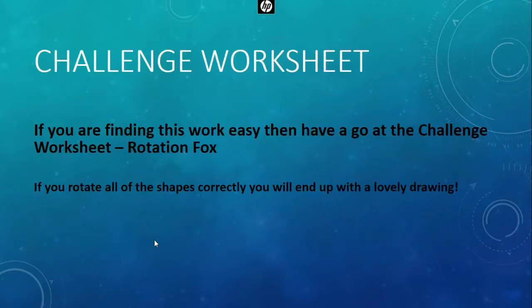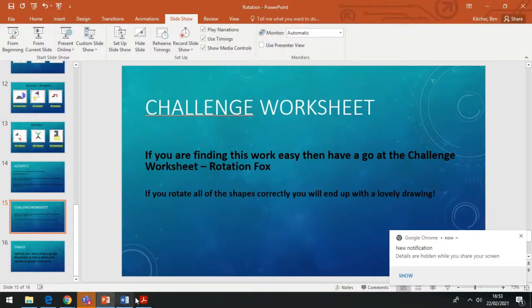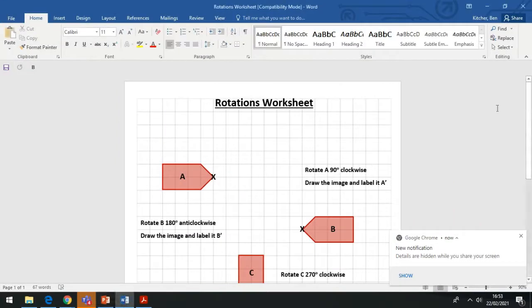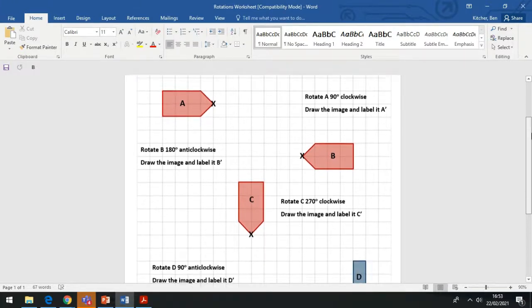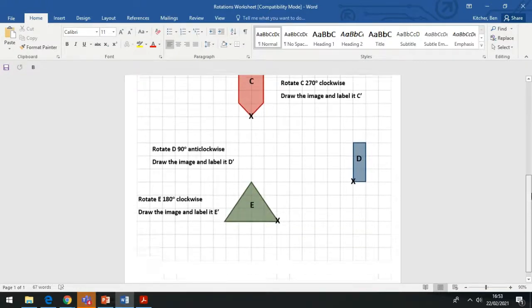Okay. And there's also a challenge worksheet if you're finding this work really easily, and that's called the Rotation Fox. It has got the answers on that sheet, so if you want to have a go at that one, only look at the first page until you've actually done it, and then you can check that you've got it right with the second page. I will just show you those right now. Here's our first worksheet, the rotations worksheet. So you can draw this on the page if you've got a printer, and if not, you can copy them out and draw them on.